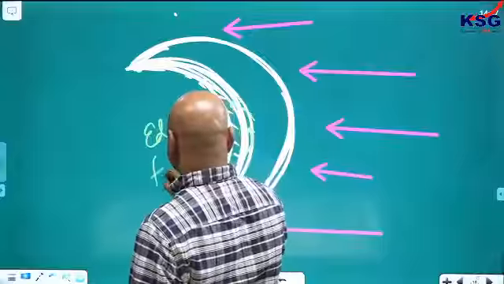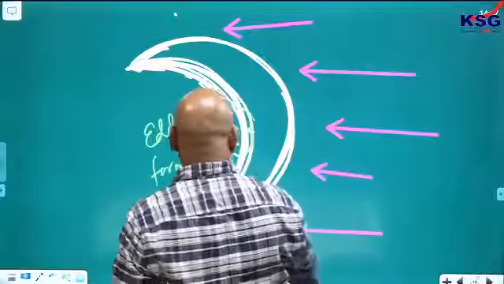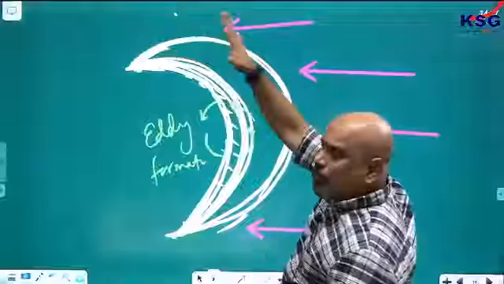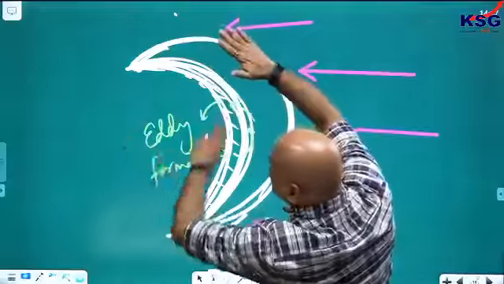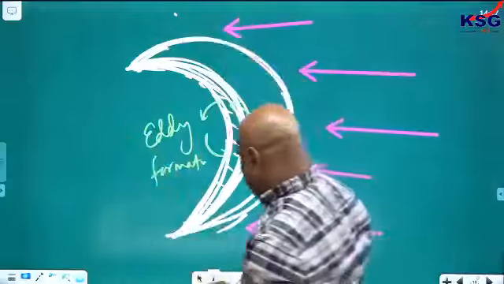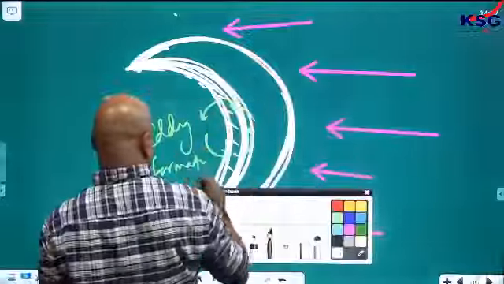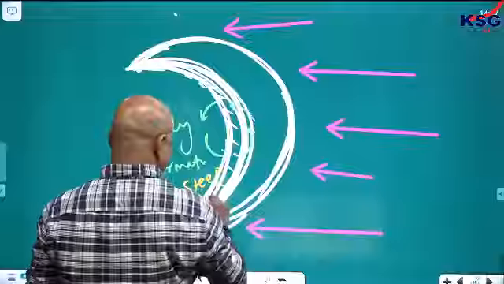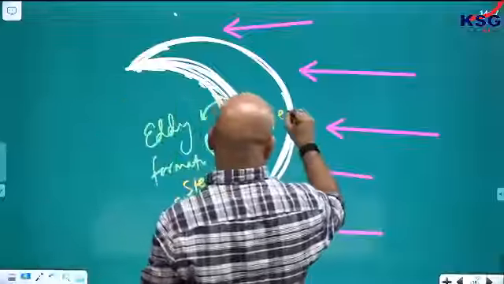Eddy formation of the wind, because the wind goes like this, it moves up, and from here eddy formation. On this side you have a steep slope, and the front side you have a gentler slope.